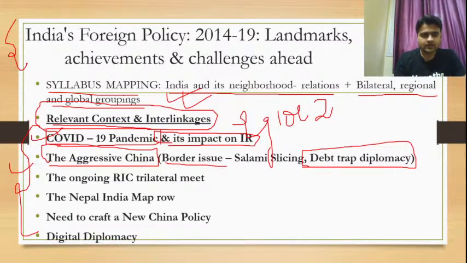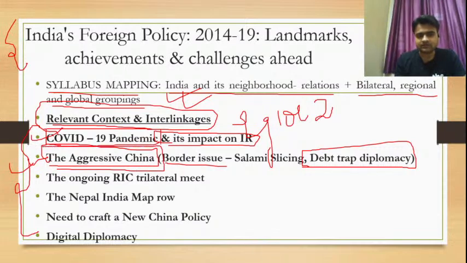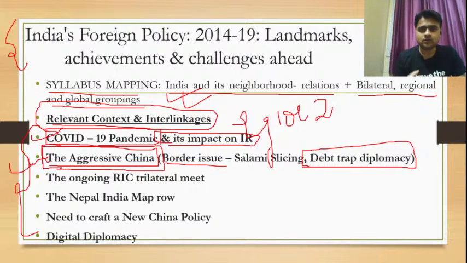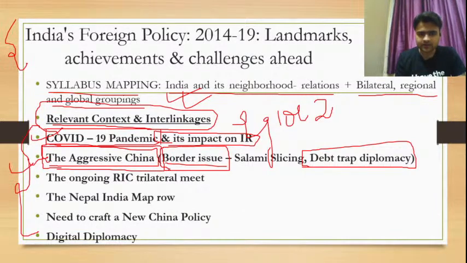Then the second part, the second interlinkage which we need is that China is being very aggressive nowadays. Fine, and it is trying to become a new hegemon in our Asian region. So this is a prominent issue, and in this we have a border issue which is daily in news. That is the Galwan Valley conflict and the Pangong Tso region occupation by, not occupation I would say, rather the claim or the conflict in the border area.